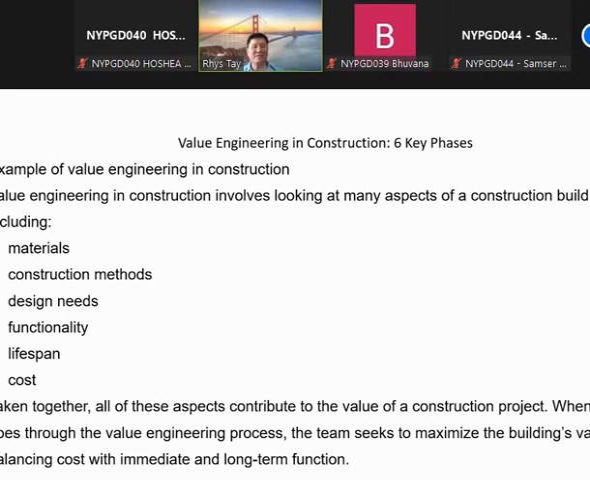Okay, value engineering example. Value engineering in construction involves looking at many aspects of a construction building project, including material, construction method, design need, functionality, lifespan, and cost. Together, all of these contribute to the value of a construction project. When the project goes through the value engineering process, the team seeks to maximize the building value, balancing cost with immediate and long-term function. All right.